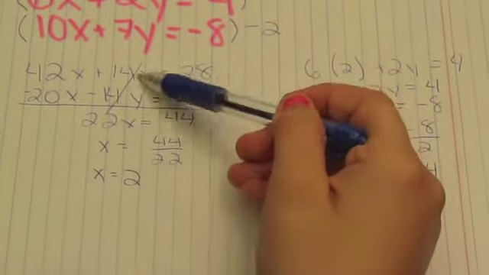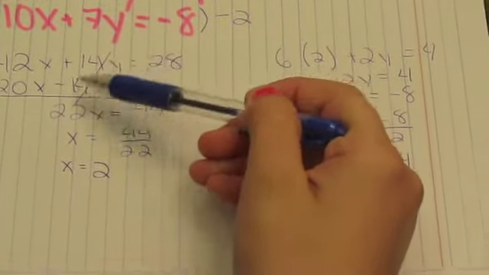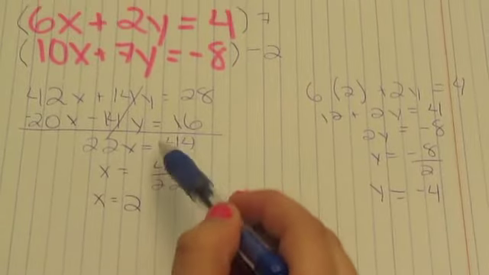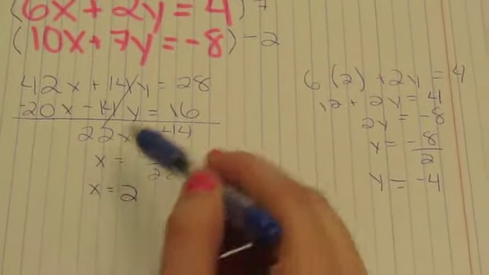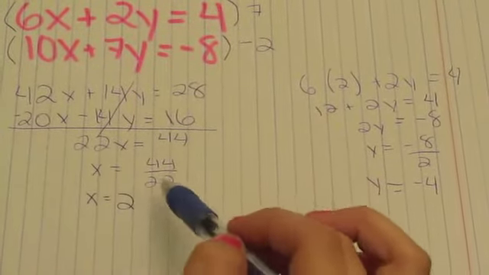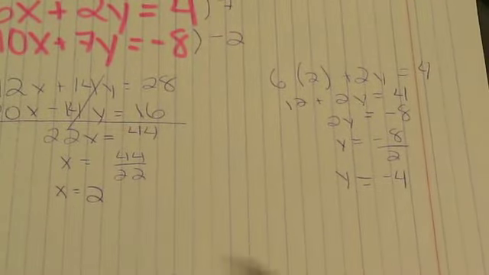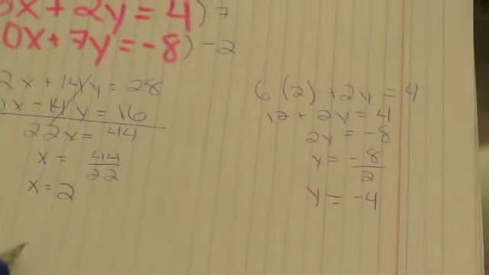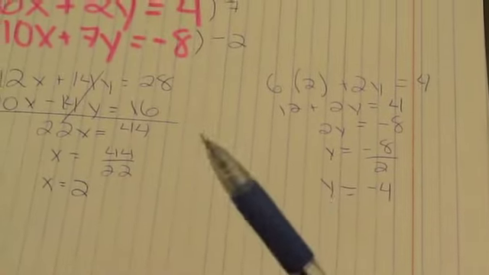The y is going to cancel, and you're going to have 22x equals 44, and then you have to divide 44 divided by 22, and it's going to be 2, so x equals 2. And then you have to substitute the x in the first equation.